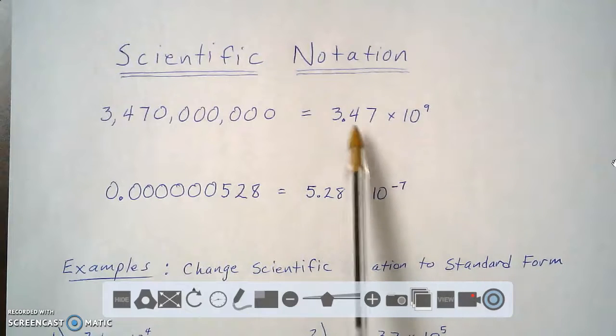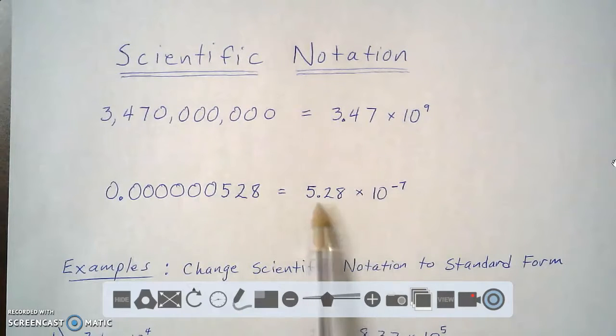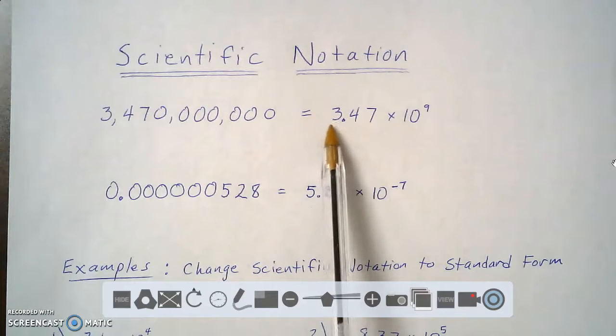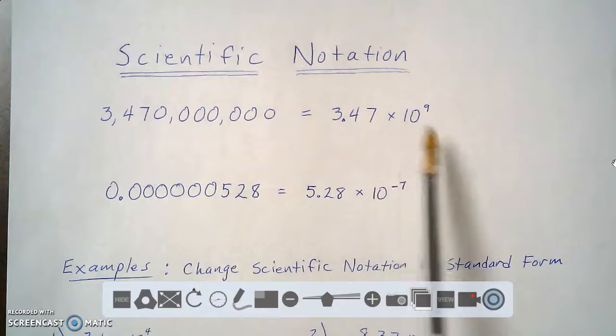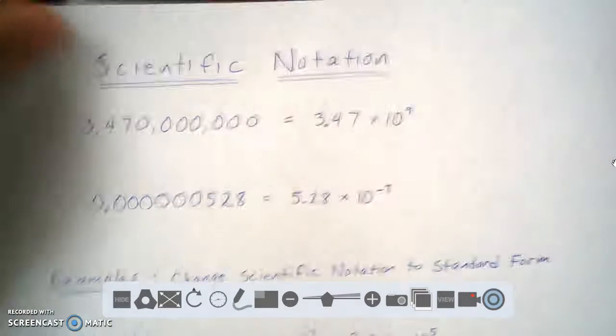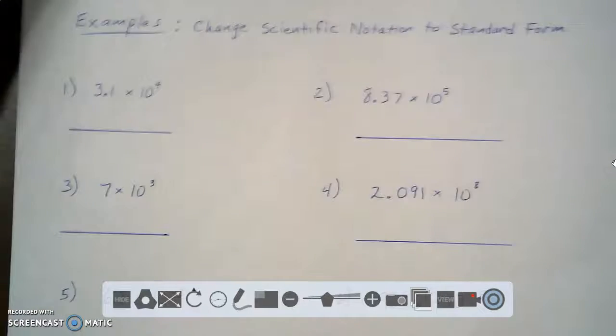And notice they all look like this. This number is always between 1 and 10. So the number before the decimal point is always 1 through 9. And it's always times 10 to a power. Okay, so let's try a couple together, then I'll show you the assignment.